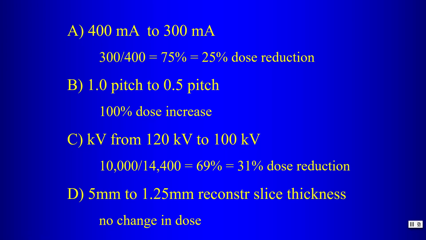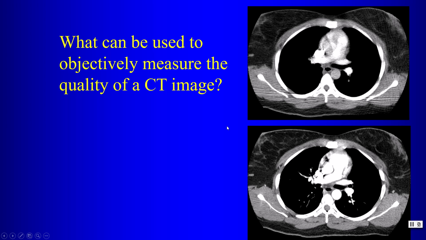Now, changing kV gets interesting. If we change the kV from 120 to 100, remember that the dose is related to the kV squared. So we go through those calculations here. We square these numbers, and we see that at 100 kV, the dose is 69% of what it is at 120 kV. So that's a 31% dose reduction. Decreasing your kV is a very efficient way of reducing dose. As we've said, changing the reconstructed slice thickness does not really change the dose.